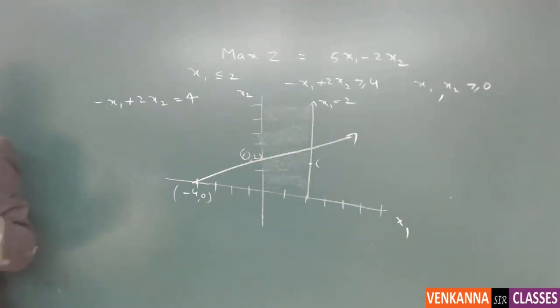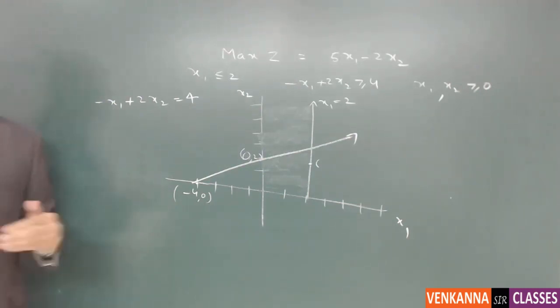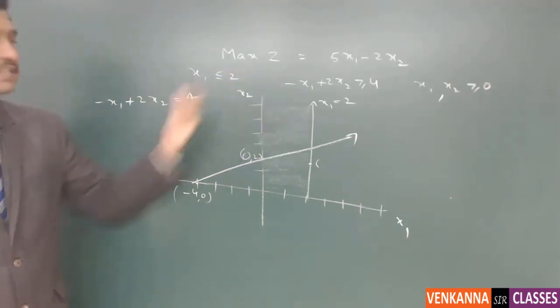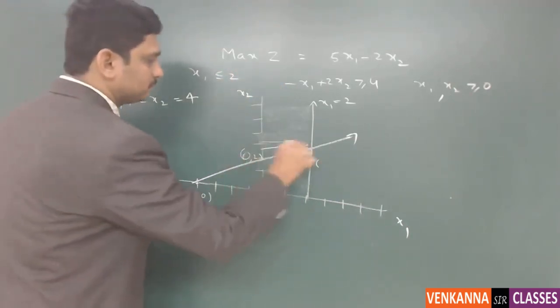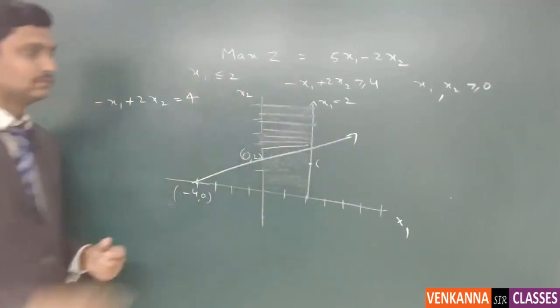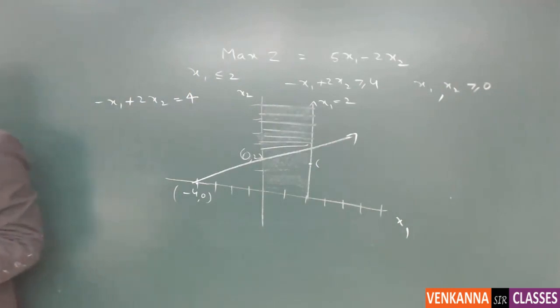So what happens? The inequality is of the type greater than or equal to. So the two inequalities satisfied, the feasible region is this thing. Now, one observation is the solution space is unbounded. It is not a closed polygon. So usually the maximum solution will be obtained at the corner points.